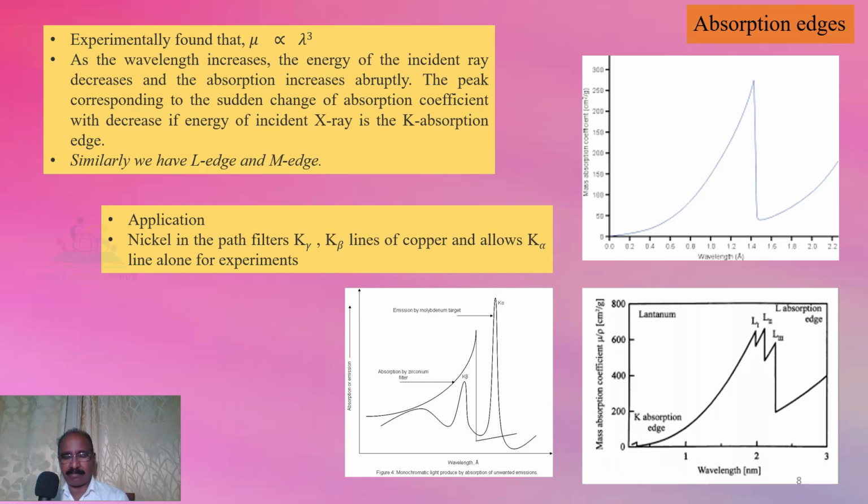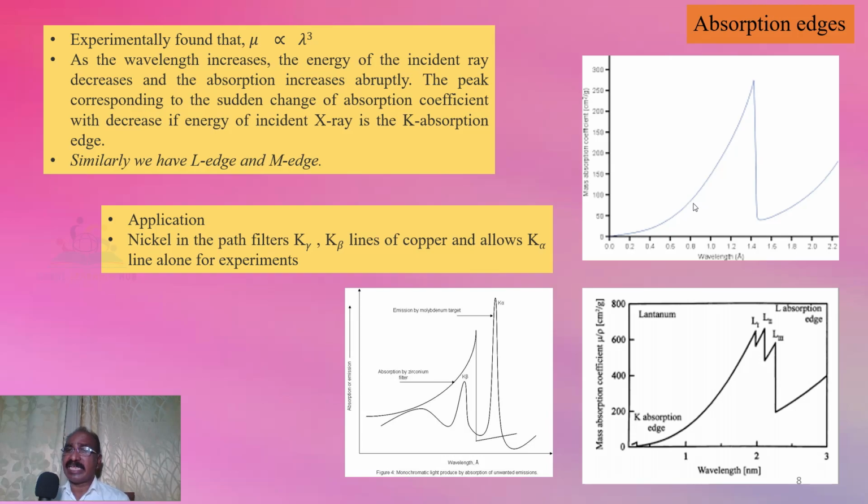What is meant by an absorption edge? From the graph shown in the top right corner, you can see a graph drawn between the wavelength and the absorption coefficient. That is, mu is directly proportional to lambda cube. That equation is plotted here, and the graph is shown. Now, if you see the graph, at a low wavelength, absorption will be very high.